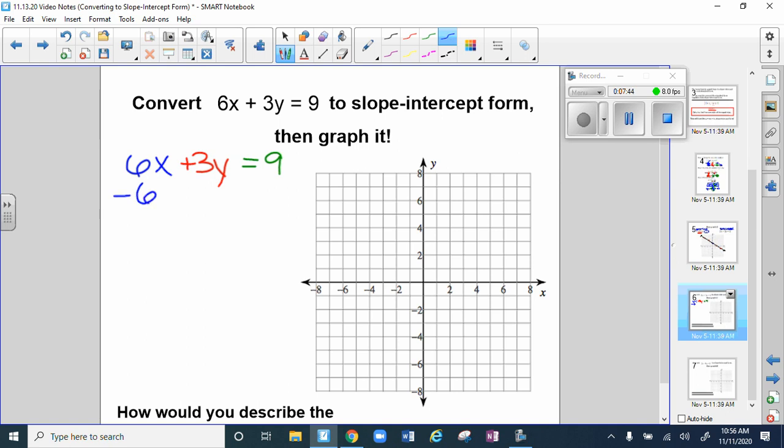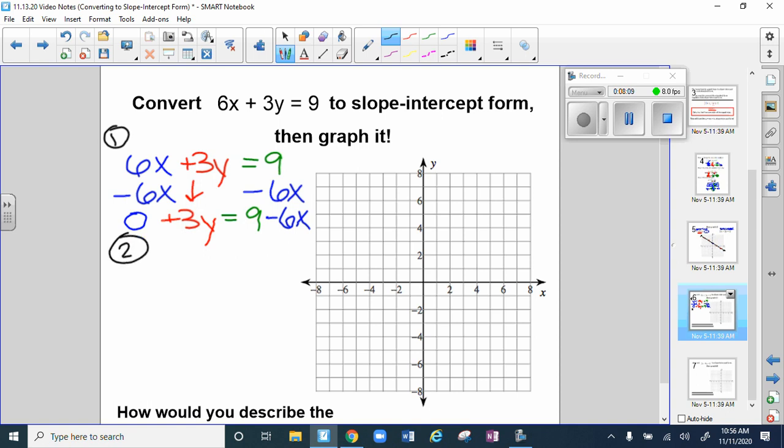So I'll subtract 6x. I have a 0, because 6x minus 6x equals 0. Then 3y, because nothing changed there. And that is equal to 9 minus 6x. So that was my first step, my subtraction.